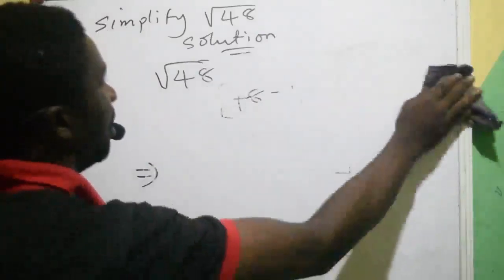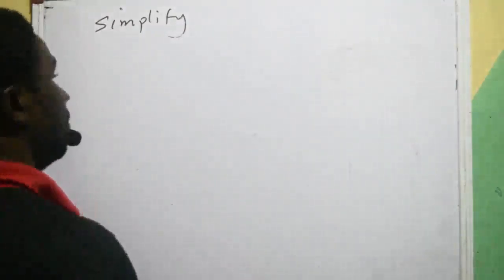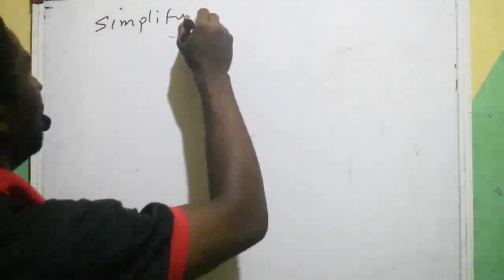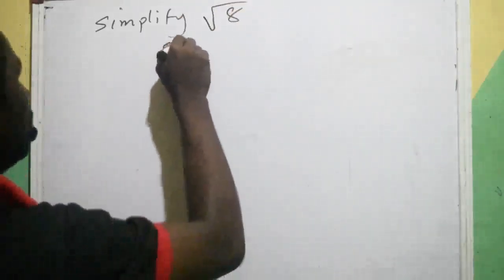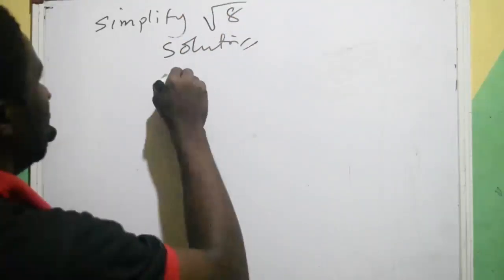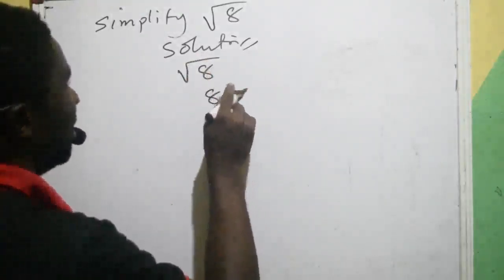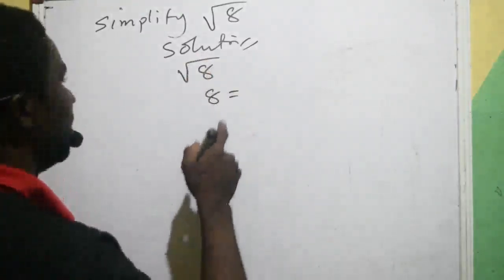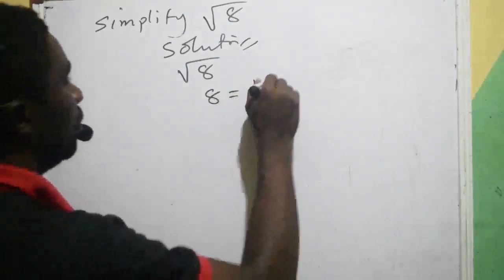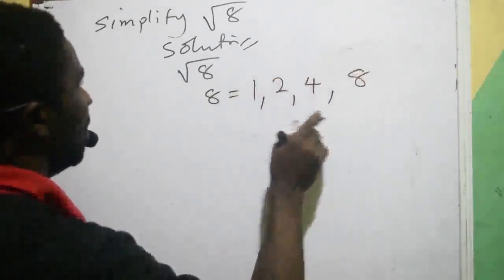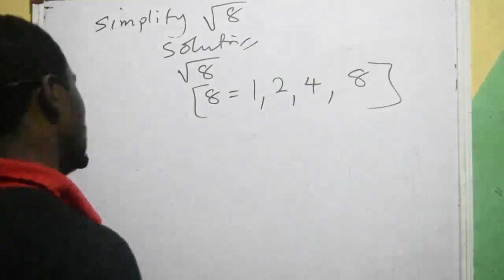Okay, let me also give you another example to solidify your understanding. Supposing you are given this to simplify: square root of 8. This is very simple. The solution here will be, just write down the question, which is square root of 8. From here, write down the factors of 8. Factors of 8 means the numbers that can divide 8 without remainder. So they include 1, 2, 4, and 8. So these are the list of what? The factors of 8.